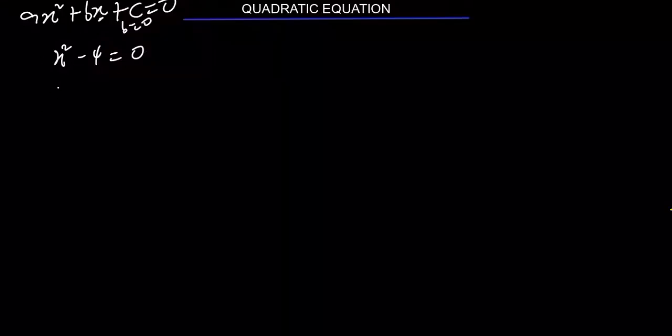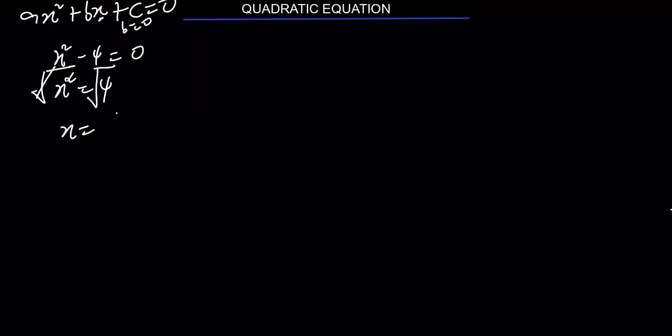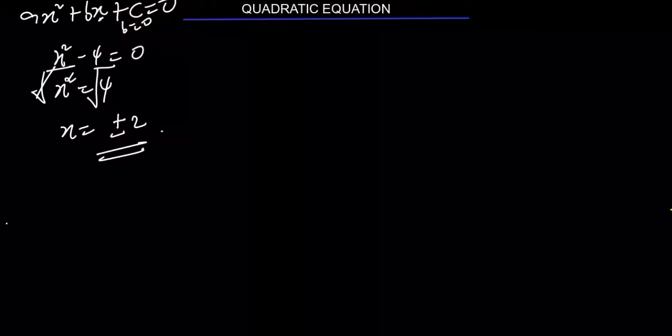Very simple. Just say x squared equal to 4. Then, for you to find x, square root both sides. Then x will be equal to the square root of 4, which is plus or minus 2. So your answer is what? Plus 2 or minus 2. And that's the answer to this question.